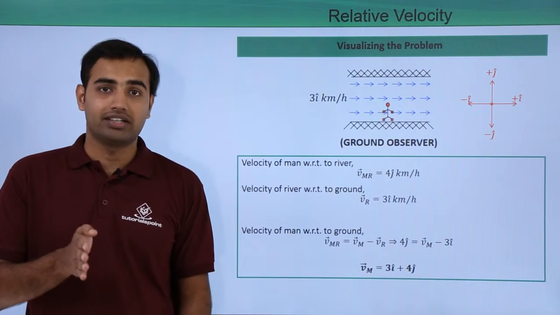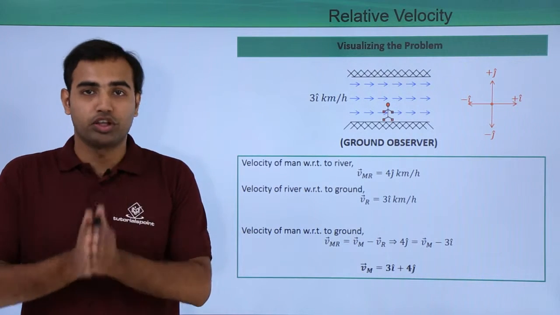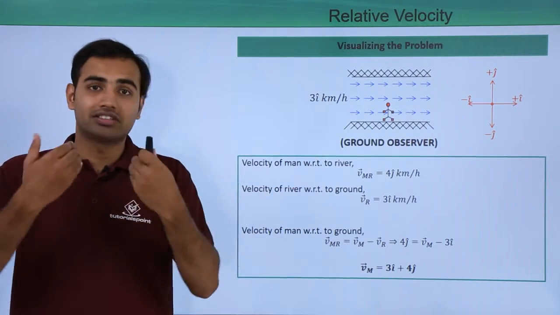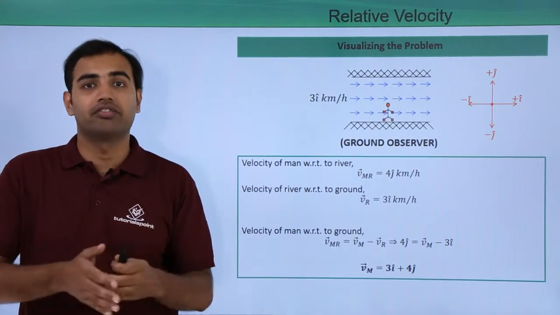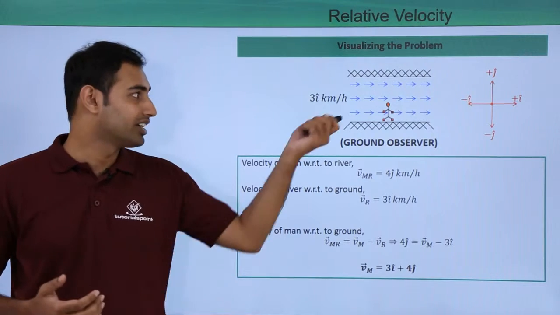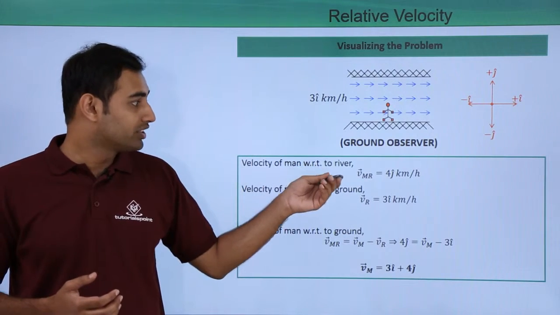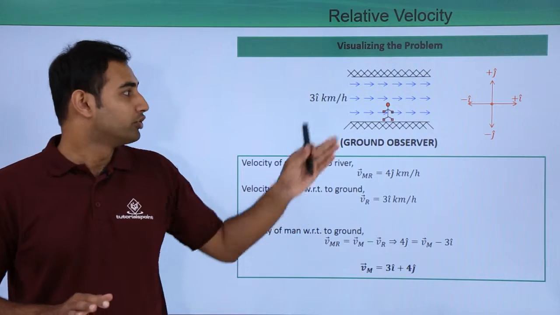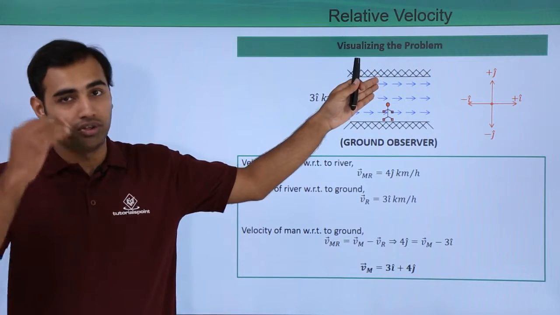The reason for that is that the man can swim at 4 kilometers per hour in still waters. When the water starts flowing, he will start to swim at 4 kilometers per hour with respect to the water itself, which in this case is the river. So his velocity with respect to river is 4j kilometers per hour, not with respect to ground. So he won't be swimming exactly like this, you can already imagine.